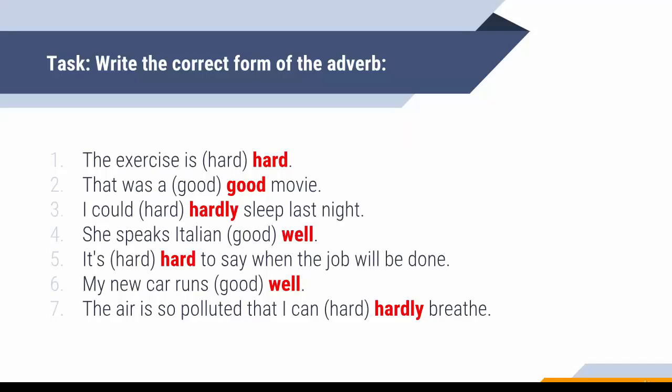Adverb. Irregular form. Well. The air is so polluted that I can hardly breathe. Hardly? Almost I can't. I can hardly breathe. So be very careful which form of the adverb you are going to use, because although you didn't want it or didn't intend to do it, you can change the meaning of the sentence. Completely, I mean. See you in the next video.